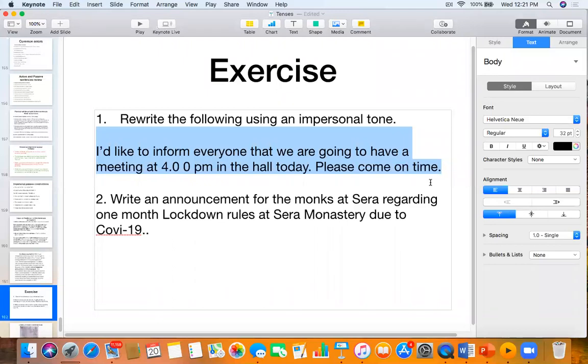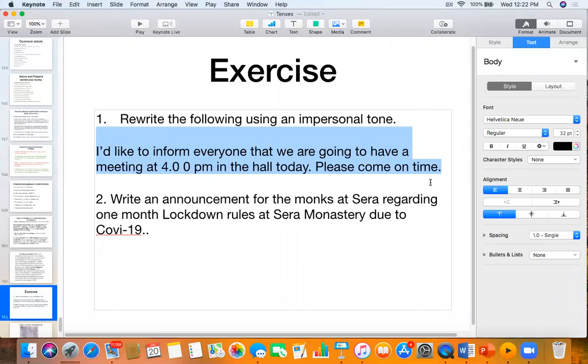Now, because it's an announcement, it has to be formal. Usually it's formal. So can you rewrite this so that it's formal? I would like to inform everyone that we are going to have a meeting at 4 p.m. in the hall today. Please come on time.